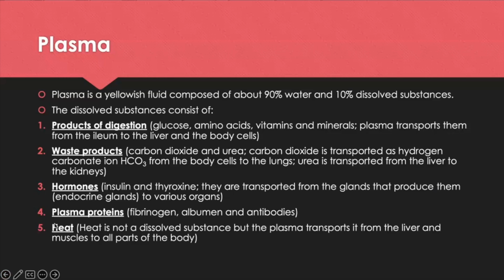There's also heat in your blood plasma. Now, heat is not a dissolved substance, but the plasma transports it from the liver and the muscles to all parts of the body. This is also your blood's way of regulating your body temperature. So when plasma carries heat, it distributes that heat across your body so that you can have a constant body temperature and not freeze or burn to death.